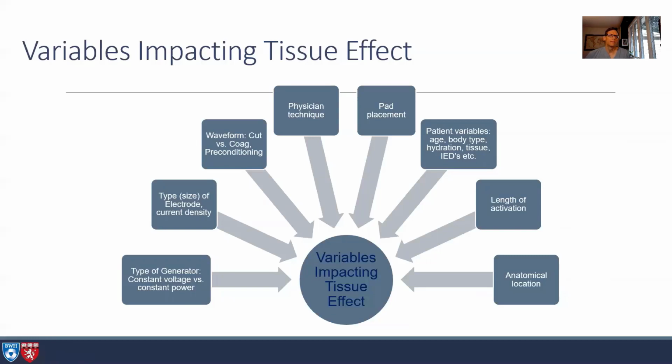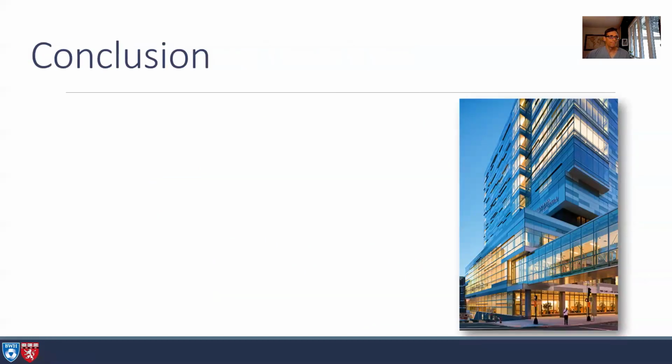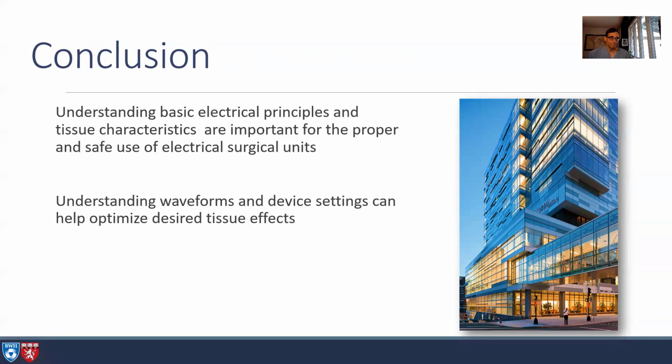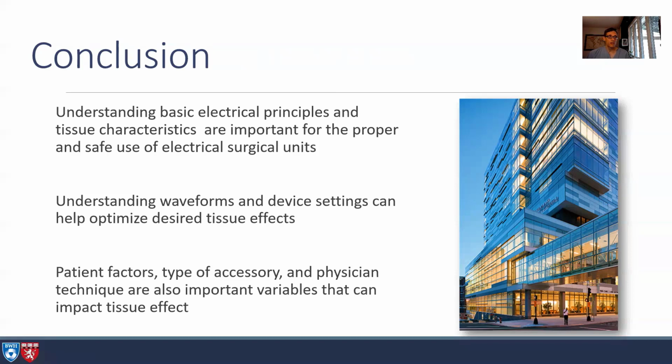Pad placement, patient variables, age, body type, hydration, length of activation, again, getting into those waveforms a little, and anatomic location. In conclusion, understanding basic electrical principles and tissue characteristics are important for the proper and safe use of electrosurgical units. Understanding waveforms and device settings can help optimize desired tissue effects. And patient factors, type of accessory, and physician technique are also important variables that can impact tissue effect.